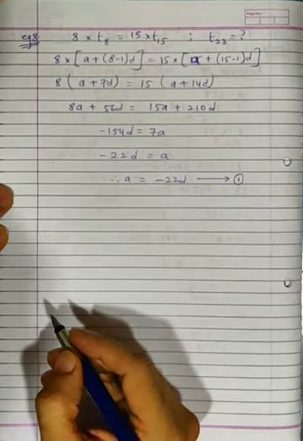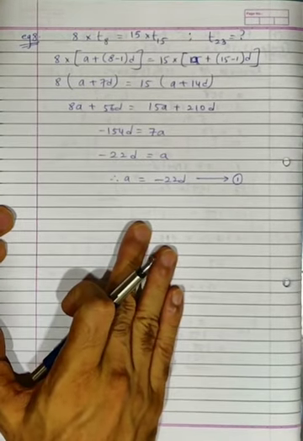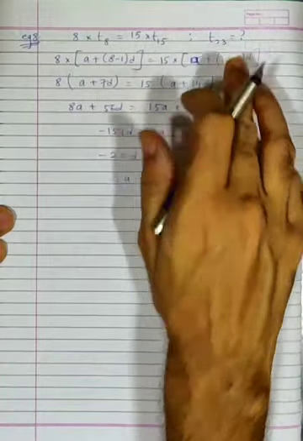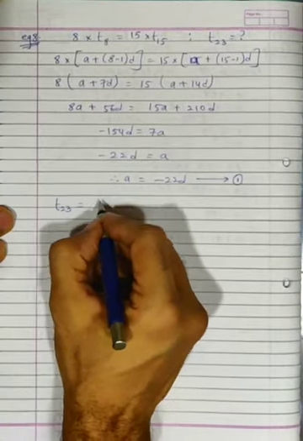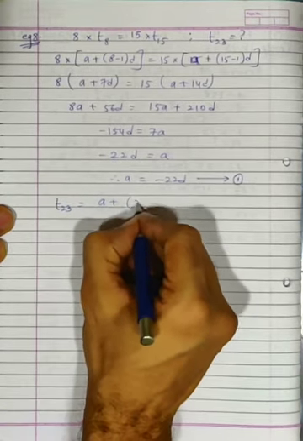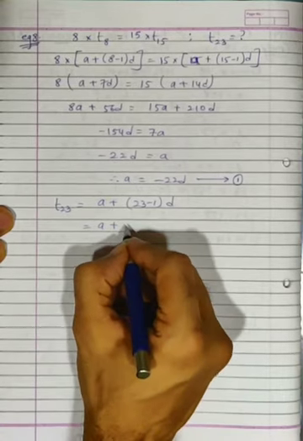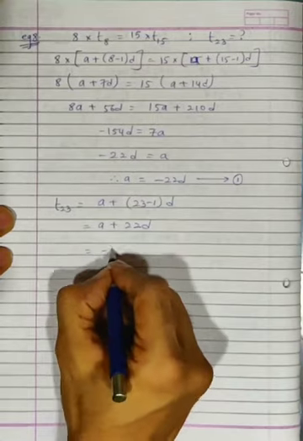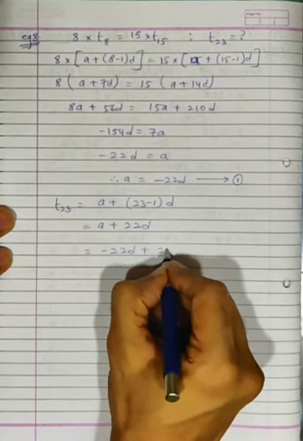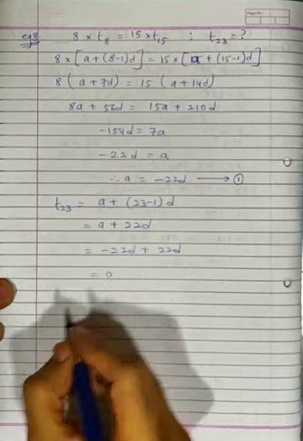Now what would be the second equation? So what we do out here, you don't need to find the second equation, you are only asked to find out the 23rd term. So what is the 23rd term equal to? It will be equal to A plus n minus 1 into D. A plus 22D. What is A equal to? Minus 22D plus 22D is equal to 0. Okay, so that's how you get the 23rd term.